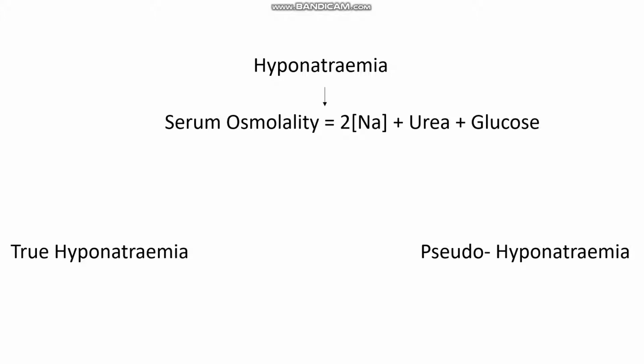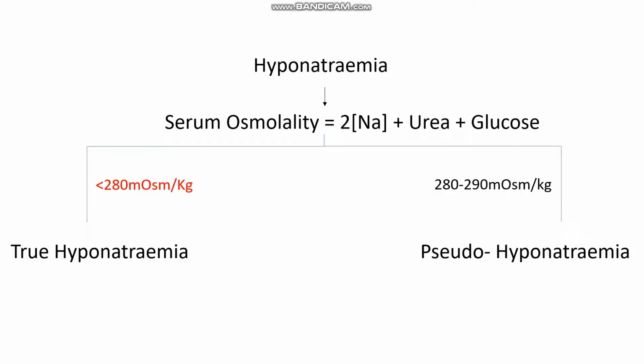If we find that the patient's blood is actually quite dilute, or that of less than 280 milliosmoles per kilogram, we can say that they have a true hyponatremia. However, if we find that their serum osmolality is somewhere between 280 to 290, what we can say is that they have a pseudo or a false hyponatremia. And this may occur in cases where they have excessive amounts of fats in their blood, such as that of hyperlipidemia, or that of hyperproteinemia, where they have excessive amounts of protein in their blood.